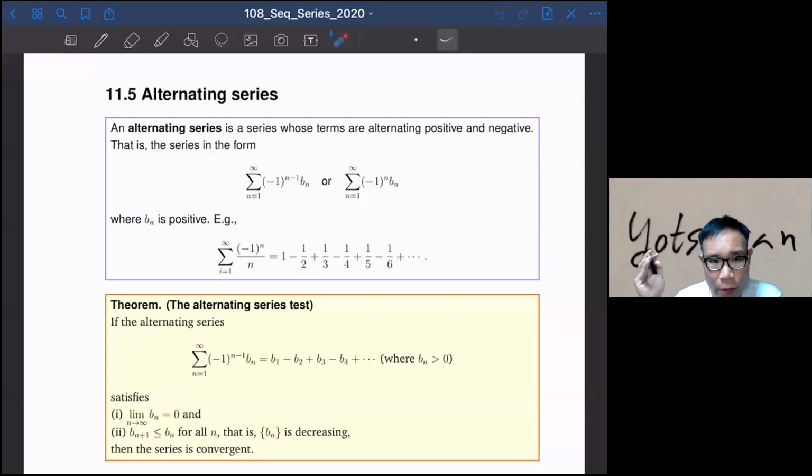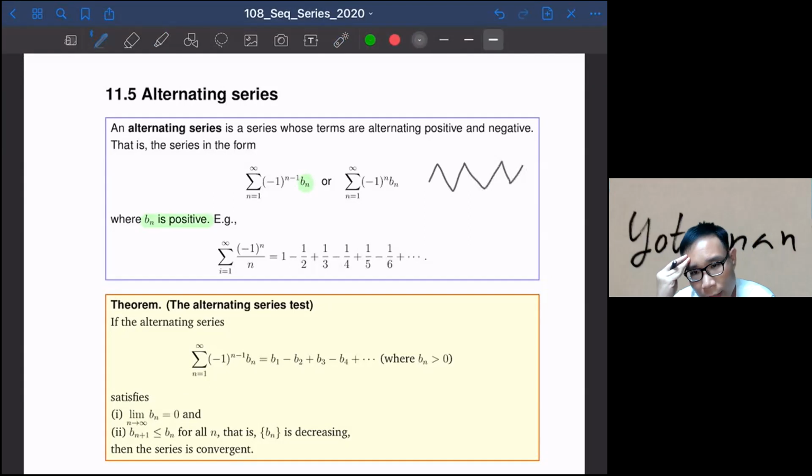In this video, we're gonna talk about alternating series. Alternating series are series in the form of summation n equal to 1 to infinity of (-1)^n or (-1)^(n-1) times bn, where bn is always positive. The important term turns out to be bn.